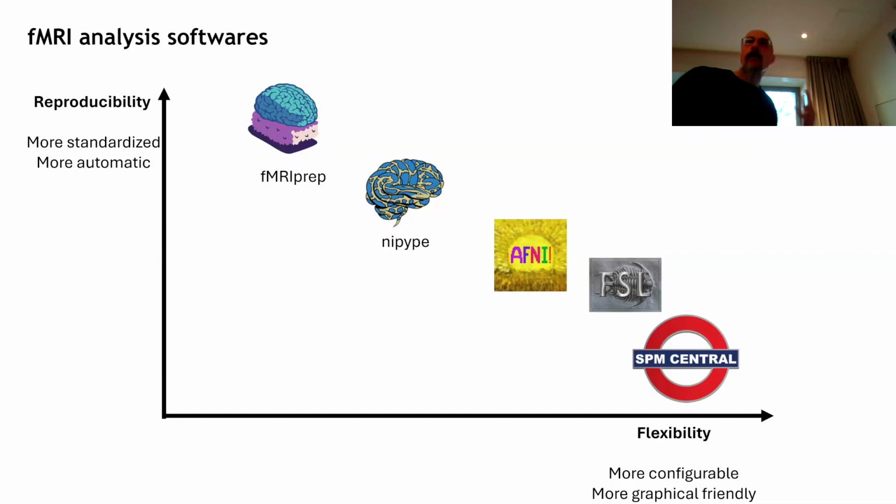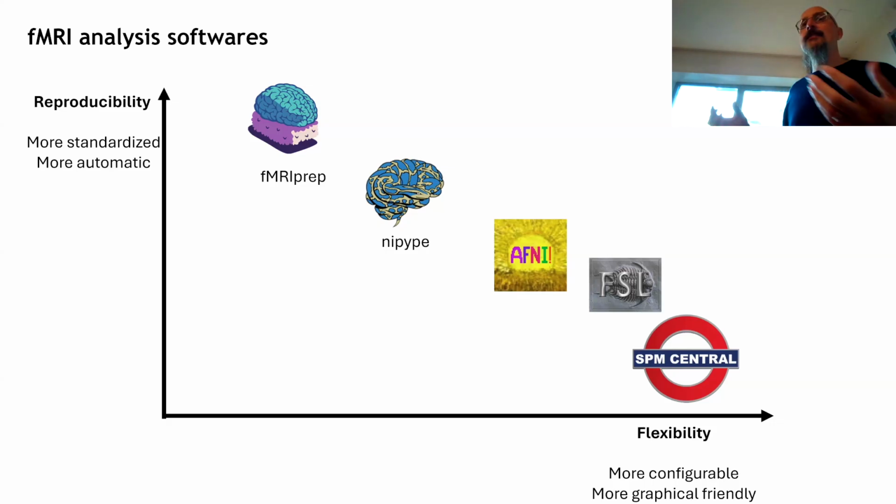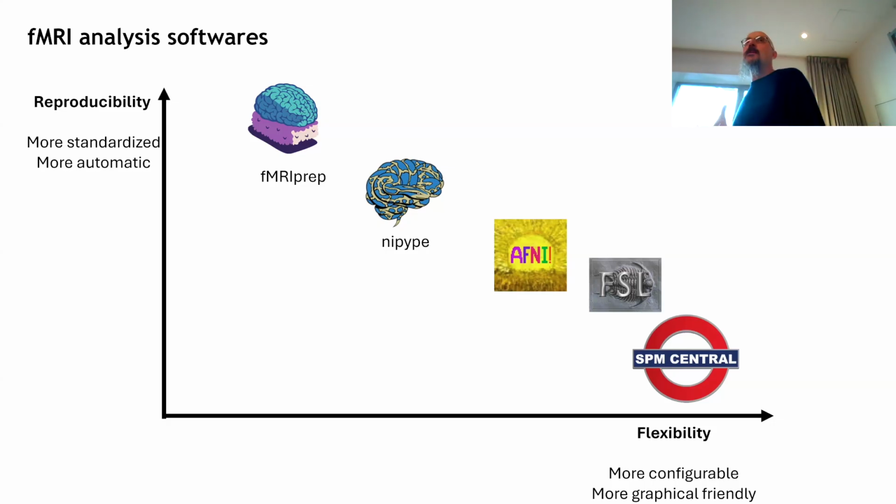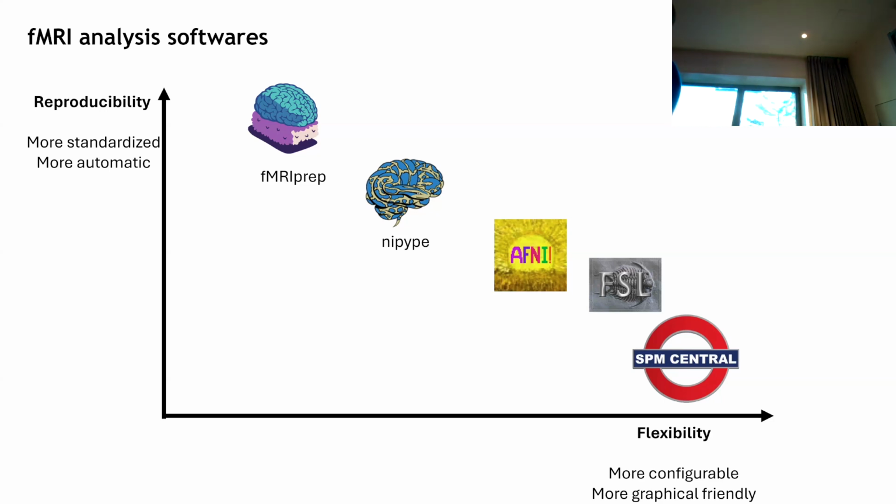And I forgot another axis, which is the expertise you need to use this software. For example, SPM was designed so that you click on buttons and you don't need to write command lines. And fMRIPrep by default has no graphical interface. You need to know how to write the code.